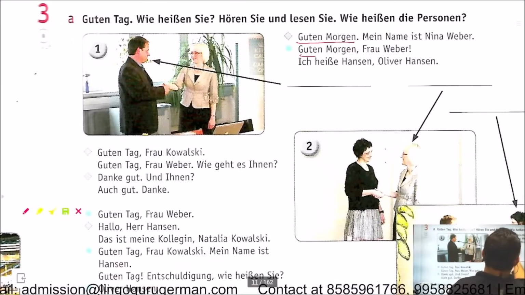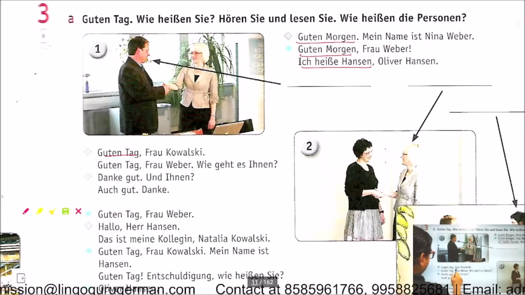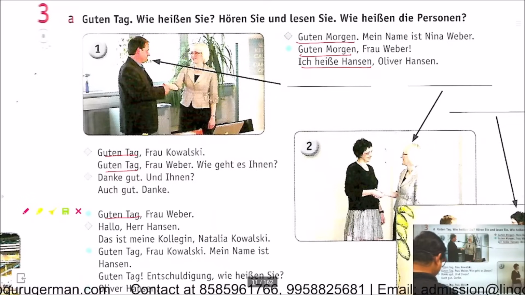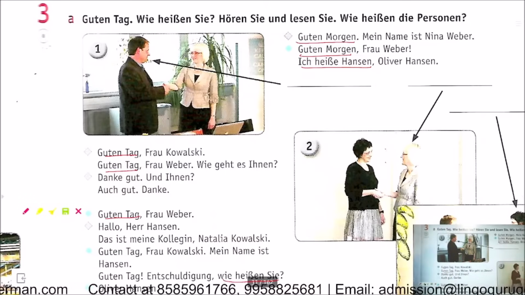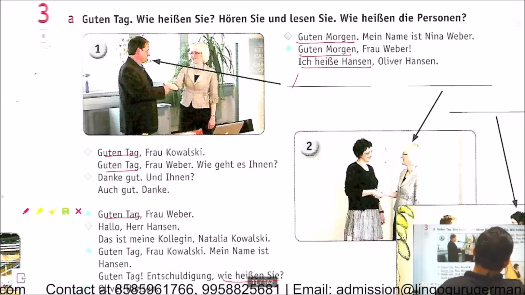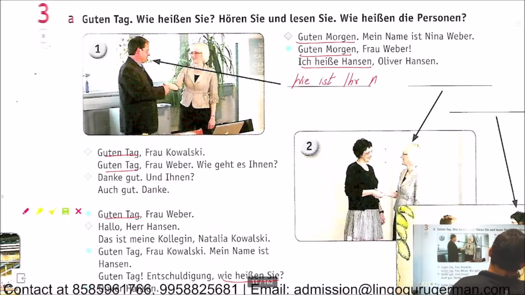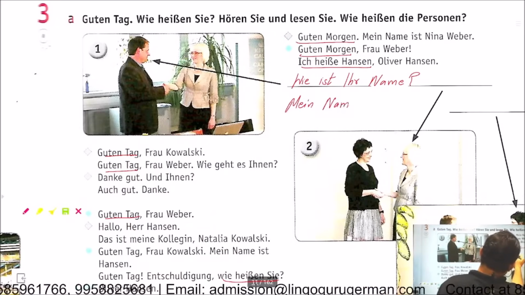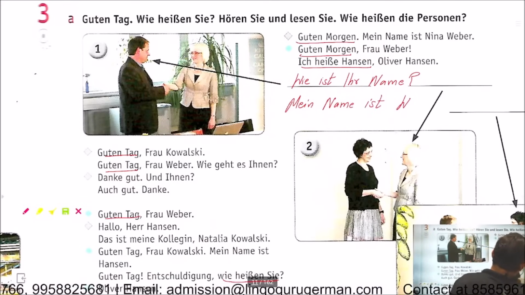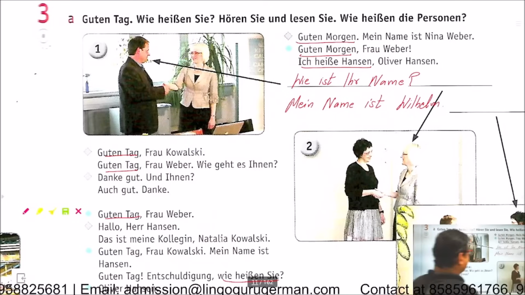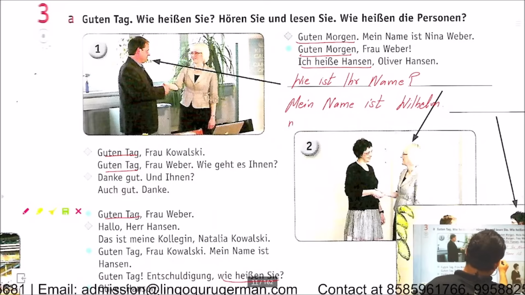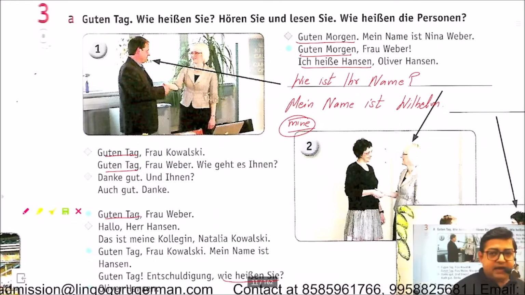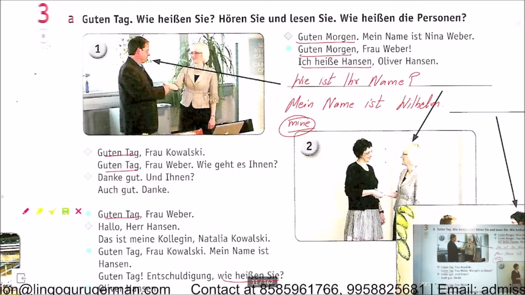If I look at the formal way of introducing or greeting someone: Guten Morgen. Guten Morgen, ich heiße Hansen. Guten Tag. Okay, guten Tag. Wie heißen Sie? Basic terms. We can also say, wie ist Ihr Name? What's your name? And the answer would be, mein Name ist Wilhelm. Mein Name. So it's mine. In English, we pronounce it like, this is mine. Same pronunciation, but the way of writing is different. Mein Name ist Weber.